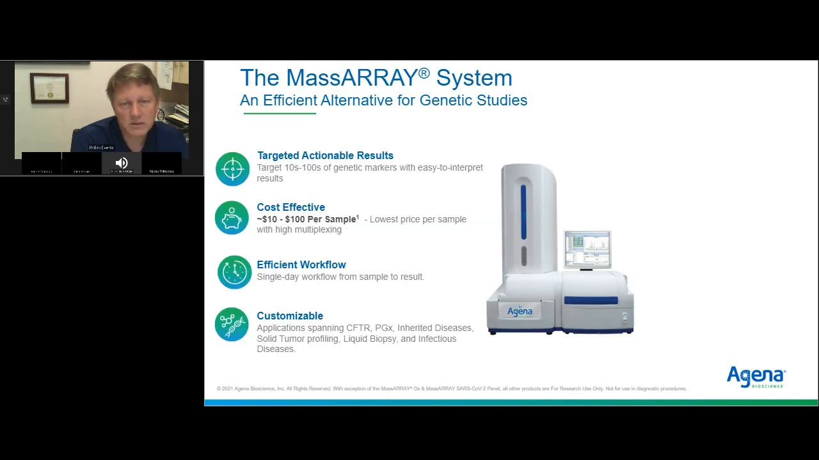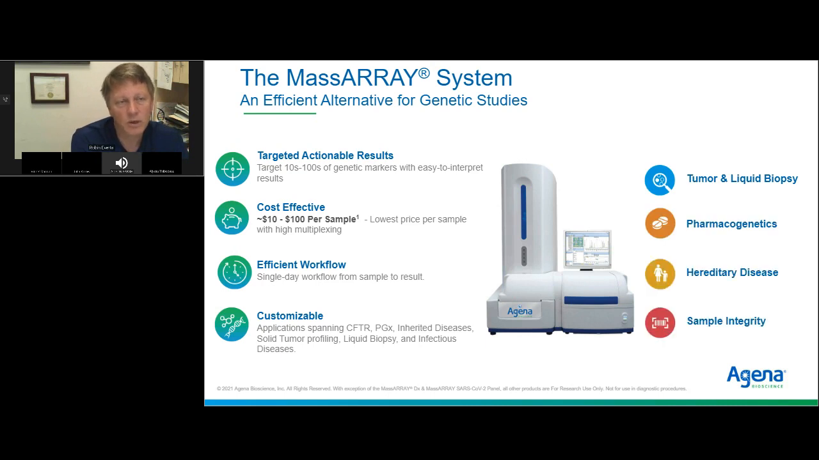So here is a small picture of our platform, and I just wanted to reiterate here, we are here for targeted actionable results. We want to give you the results you can use now. No variants of unknown significance, really only what you pick. It's very cost effective. It has a very efficient workflow. It's a single day workflow from sample to results. It is customizable, as I showed you already for CFTR, but also if you look on the right side of the picture, we can do oncology, tumor liquid biopsy screening. We have a foothold in pharmacogenetics, other hereditary diseases, and it can also be used for sample integrity.